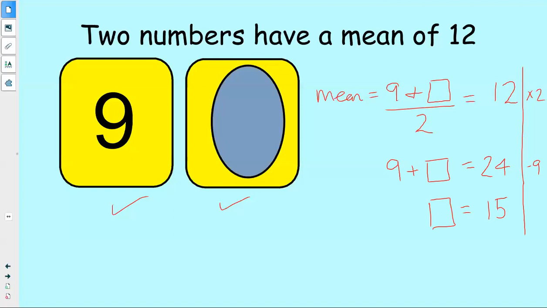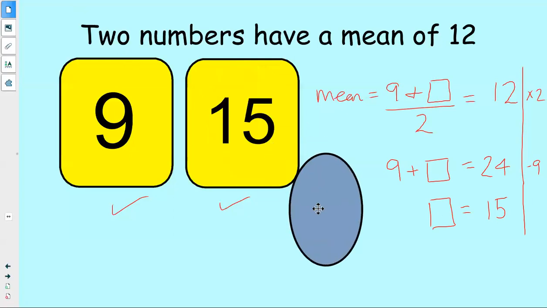Okay, and you can double check it again. So if that answer was 15, let's double check. Yes, it is. If you were given that initially and asked to work out the mean, does it work? Of course it does, but let's just double check. So you do 9 plus 15 divided by 2, because there's 2 values or 2 members. 15 plus 9 is 24.